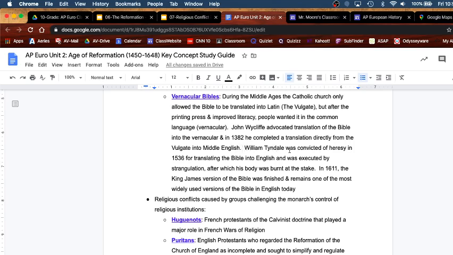William Tyndale, he was convicted of heresy in 1536 for translating the Bible into English and was executed by strangulation, after which his body was burned at the stake. What was William Tyndale's crime? To translate the Bible into English for regular people to read. And because of that, he was killed.